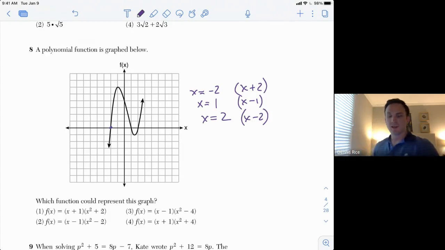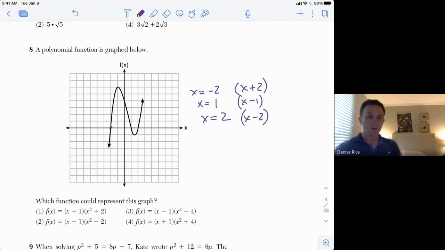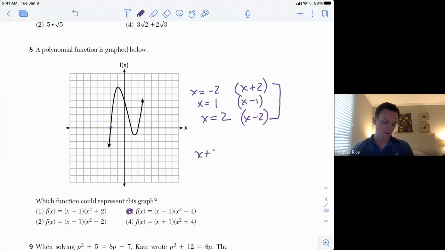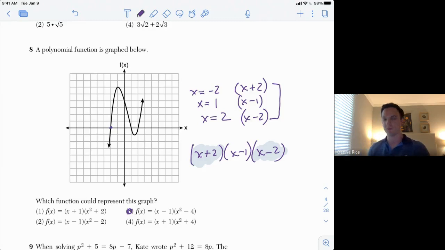Now, unfortunately, they didn't just write all 3 bubbles next to each other. What they did was multiply 2 of these together, and it looks like the answer for number 8 was choice 3, I believe. If you multiply these 2 and leave the x minus 1, you get x squared minus 4. We've seen it a few different ways. Sometimes this is the answer choice, which is a lot easier. In this case, they just multiplied x plus 2 times x minus 2 to get the x squared minus 4. You could do your box method if you're not comfortable with that.